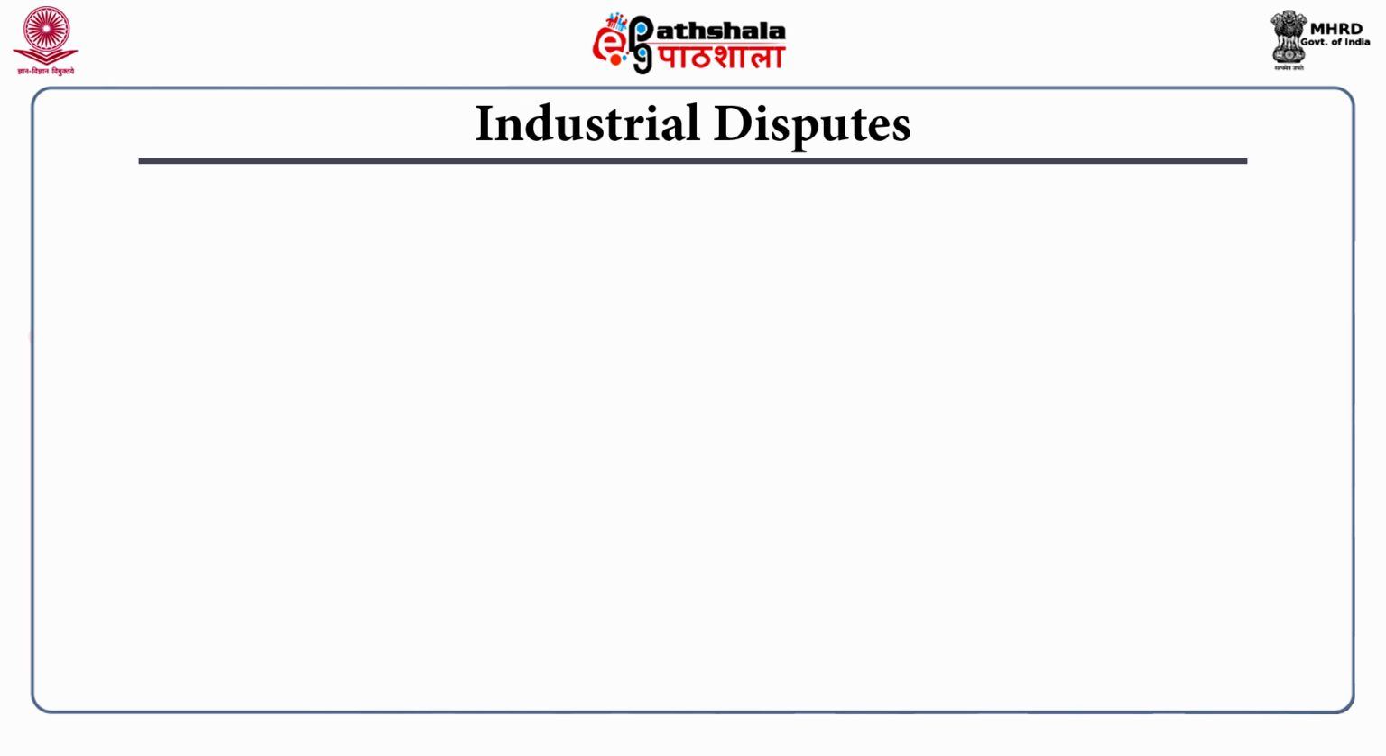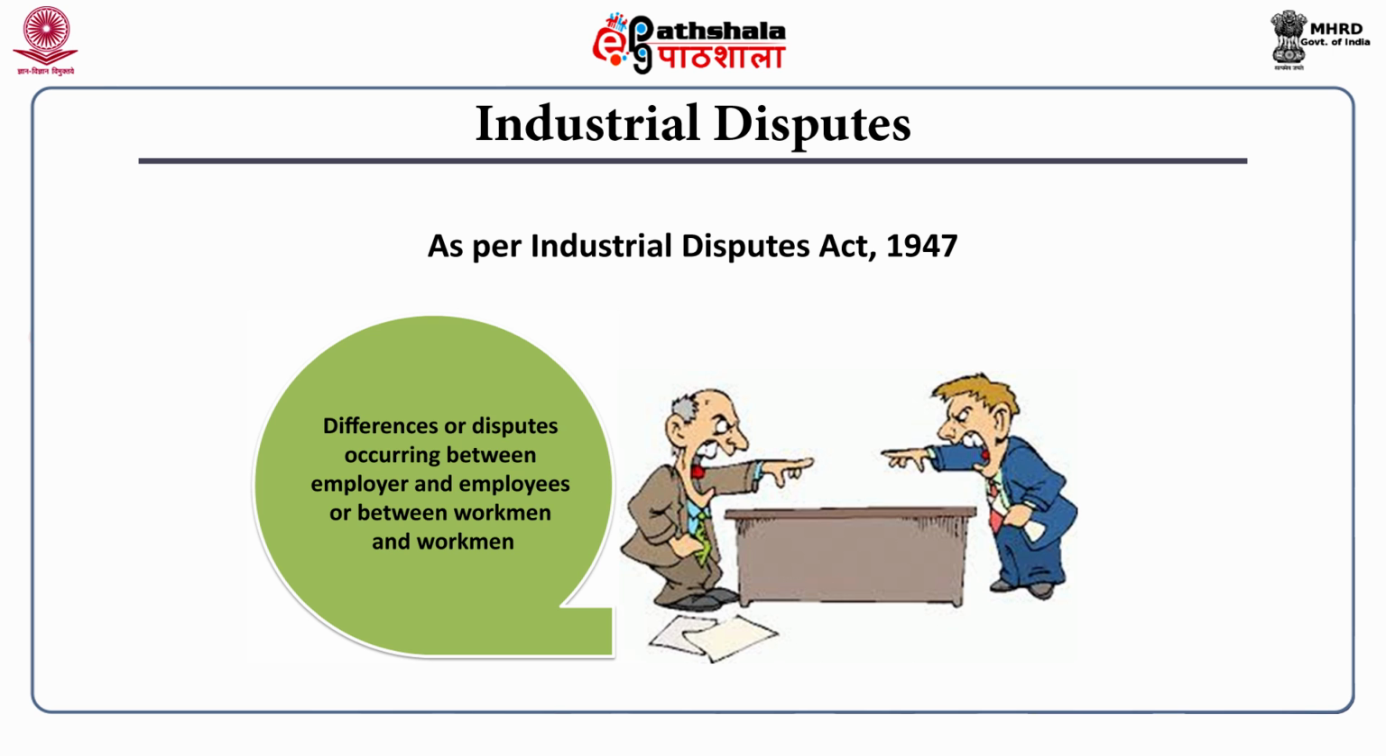Industrial disputes. Industrial dispute, according to the Industrial Disputes Act 1947, means any dispute or difference between employers and employers, or between employers and workmen, or between workmen and workmen, which is connected with the employment or non-employment or terms of employment or with the conditions of labor of any person.